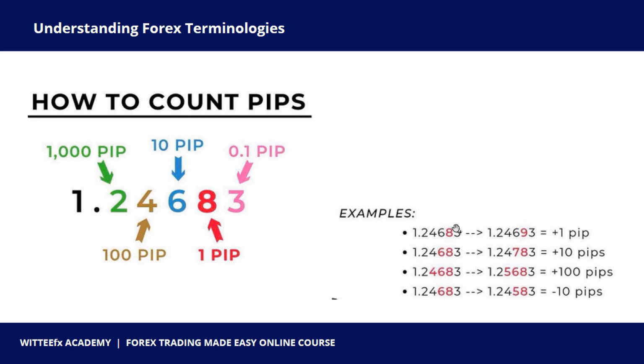So for example, these are a couple of price points right here: 1.24683 to 1.24693. If you subtract that, you realize you have just 1 pip. 1.24683 subtracted from 1.24783 automatically gives us 10 pips, and so on and so forth. And that is how pips literally work.